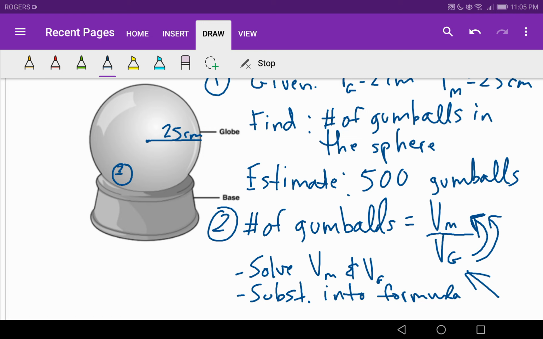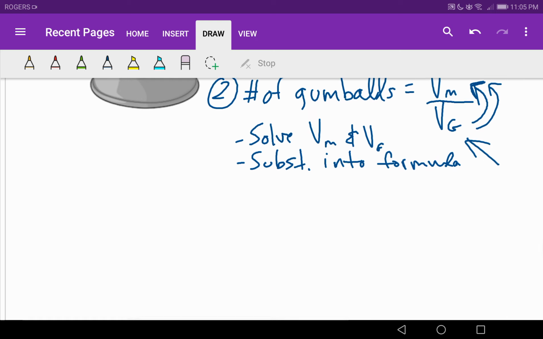Once you figure out that you need to divide, right? And remember, you need to figure out how many gumballs fit into the machine, right? Just like if I said, what's 10 divided by 5? You would say, how many times does 5 go into 10, right? So it's the same thing. So let's do this. Let's figure this out. Let's go to step 3.